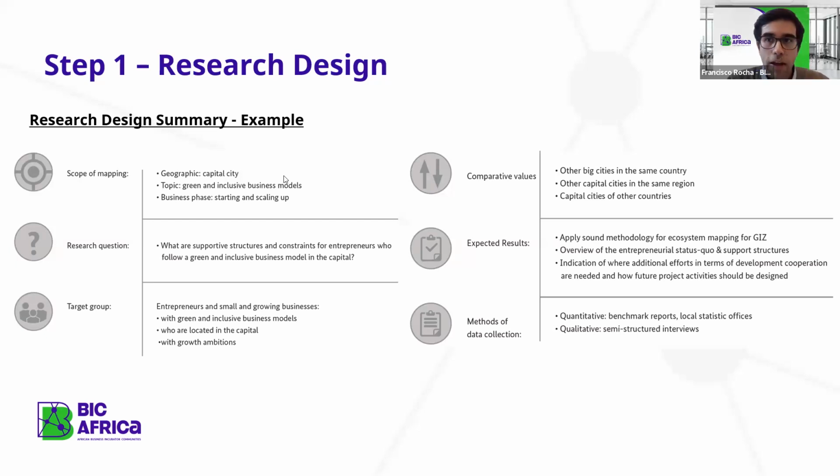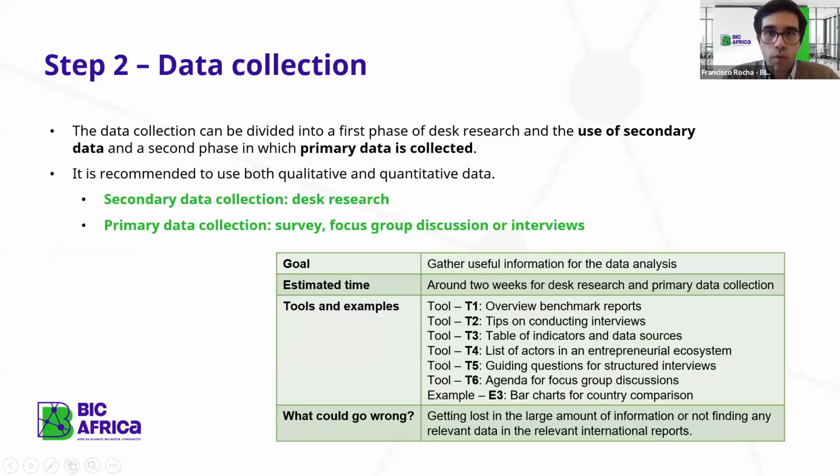So after you have designed your operational framework for the mapping, you move on to step 2, where you will start the process of collecting data. This data collection can be divided in 2 parts. First, the use of secondary data, and here we would highlight the methodology of desk research to collect data. And then a second phase where you will try to collect primary data.